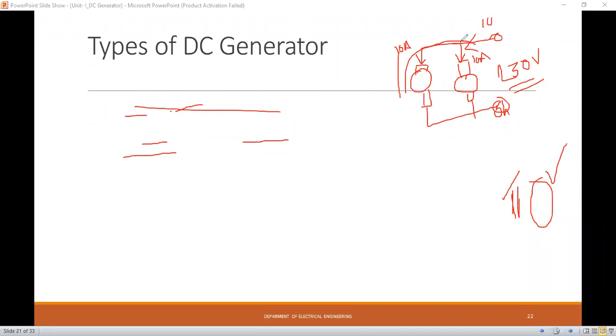So see, tell me the KCL here. Suppose I have applied KCL here. What is the sum? Incoming current is equal to outgoing current, or the summation of all the currents meeting at a junction point is equal to 0. Do the addition.